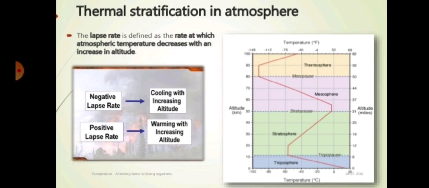Then the thermal stratification in the atmosphere. The process of differentiation of freshwater habitat into three strata is called the thermal stratification. In the terrestrial environment, the seasonal and daily fluctuations in temperature are varied and marked.